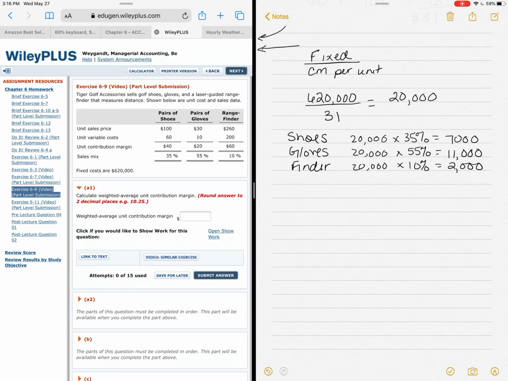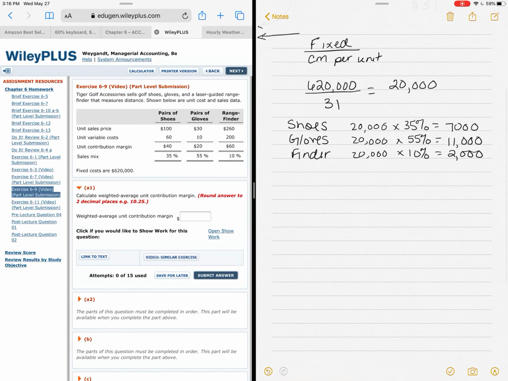The last part of this is looking at how to prove that you did this right. You want to make sure you check the figures, that you used the right percentages, and that you got it right. So we're going to do a quick and easy contribution format income statement and make sure that our net income is 0, which will prove that we've hit our break-even point.